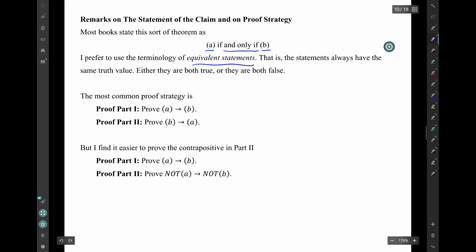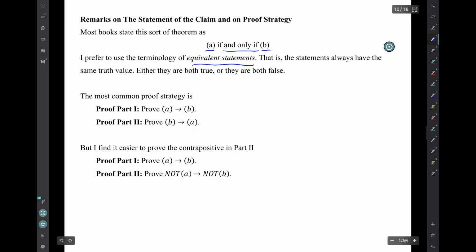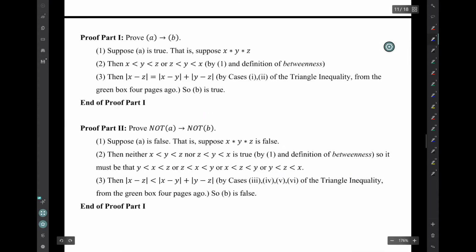But there are other things that you can do instead. So for instance, I find it easier to prove the contrapositive of that. So the contrapositive of that blue circled statement, if B then A, is this statement: if not A, then not B. So my proof structure for my lemma is going to be prove that if A is true, then B is true, and then prove that if A is not true, then B is not true.